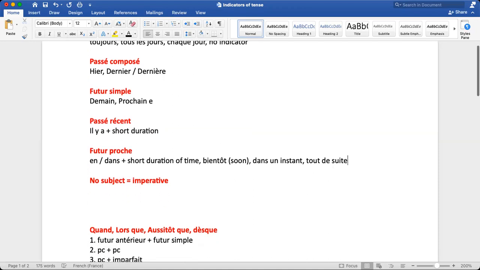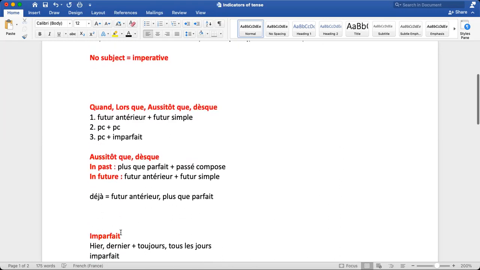No subject. If there is no subject, we will use the imperative. When there is no subject, you will use the imperative. If there is an exclamation mark or not, that doesn't matter, because sometimes there is an exclamation mark and sometimes there is no exclamation mark. But you will check: when there is no subject, the imperative will come only.